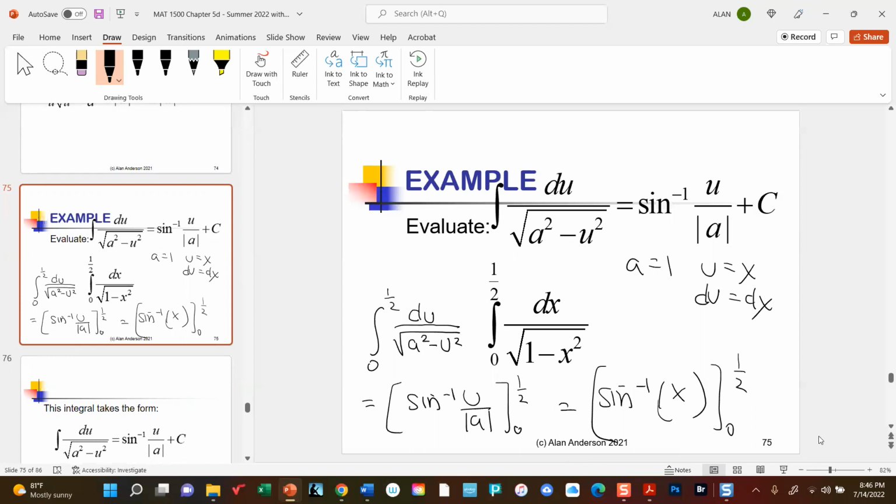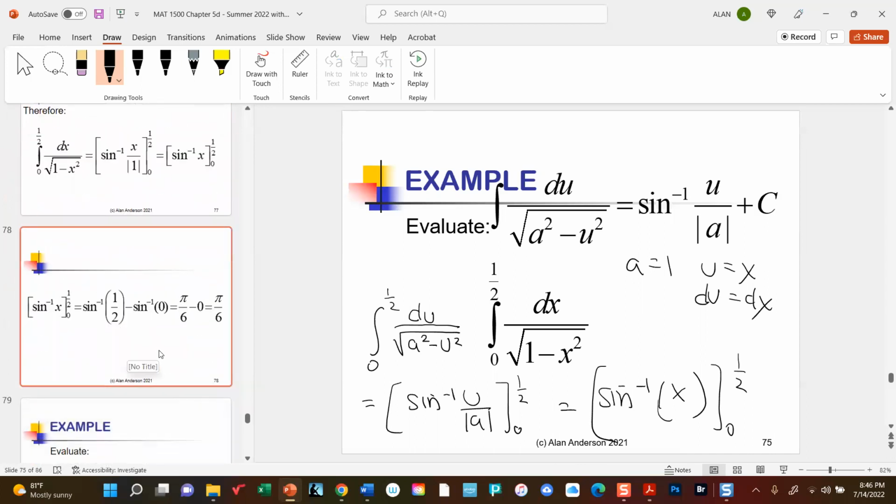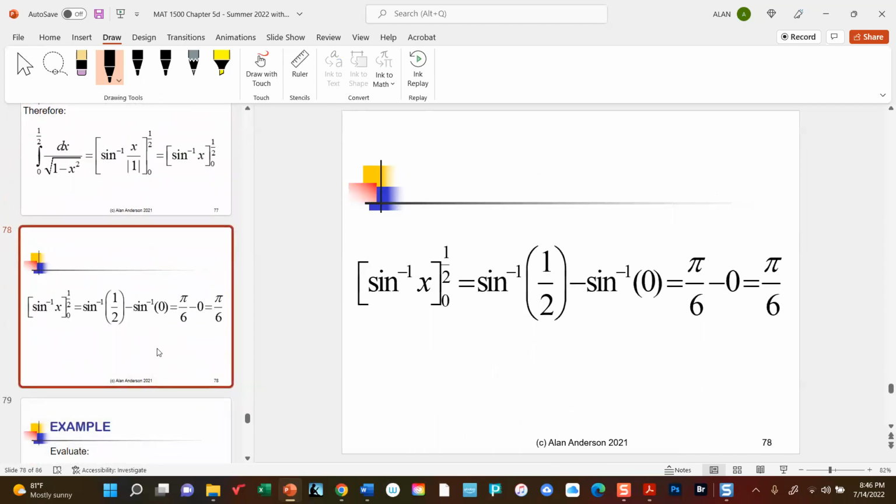Okay, so the 1 is a, so it basically drops out. The u is x. So you basically just wind up with the arc sine of x evaluated from 0 to 1/2. And it turns out that the arc sine of 1/2 is pi over 6. The arc sine of 0 is 0. So the final result is pi over 6.